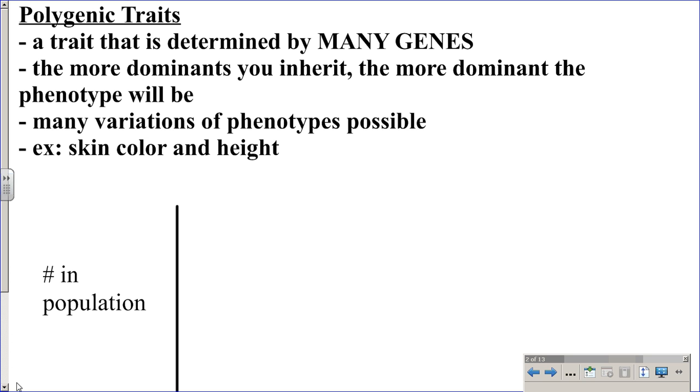All right, I'll come back to polygenic. I'll wait on you. Ready? I'll come back to polygenic. I have some people that already have warnings from yesterday, so you probably will have a detention today. Just to let you know, okay?